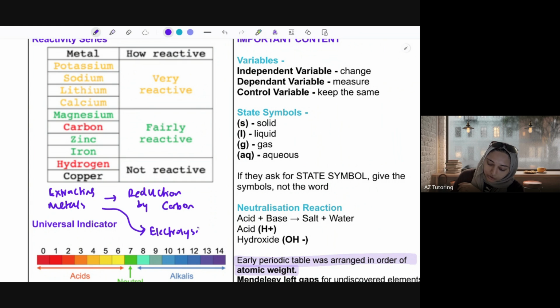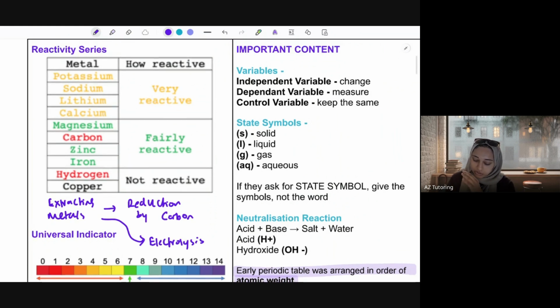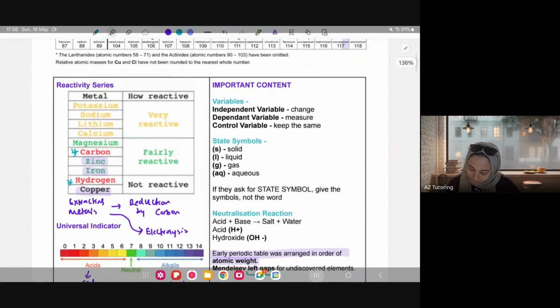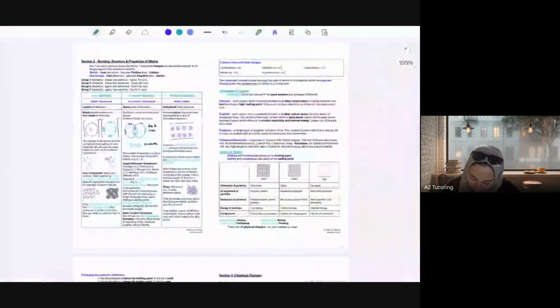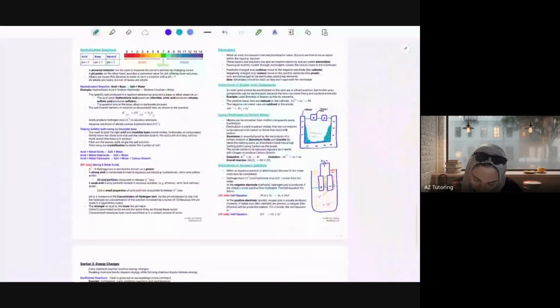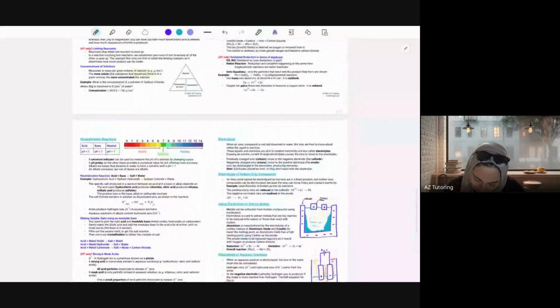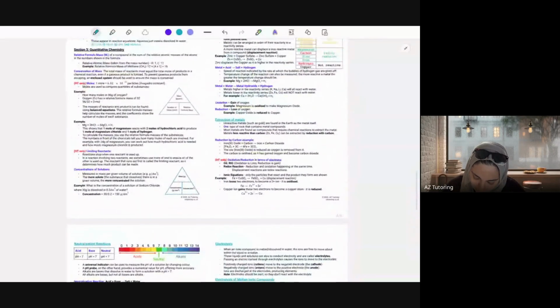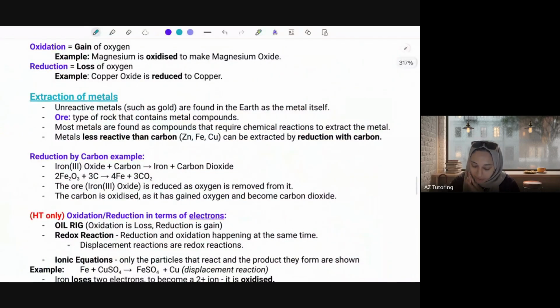So where can we not use reduction by carbon? We can only use reduction by carbon on anything less reactive than carbon. So remember how I said there's a reason why carbon and hydrogen are here. It's because everything below carbon, so zinc, iron, and copper, we can extract using reduction by carbon. So let's speak about how we would do that. Okay, extraction of metals.